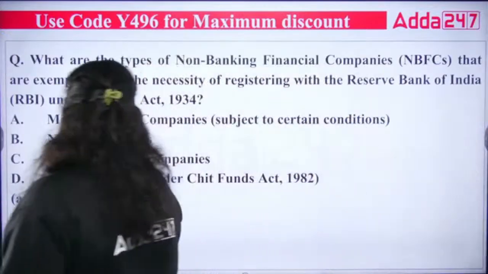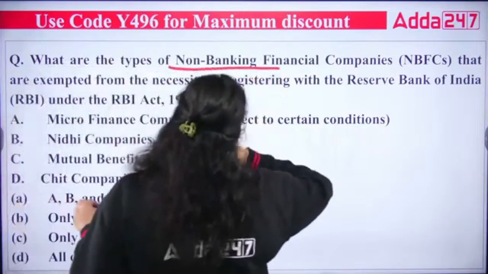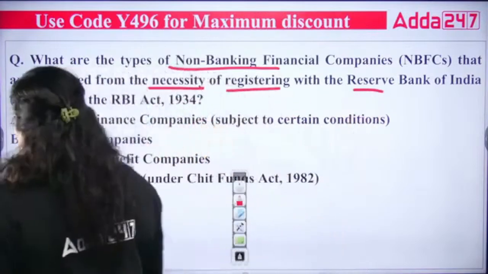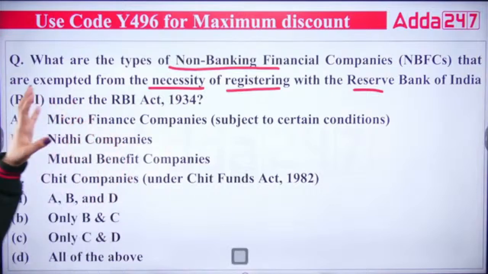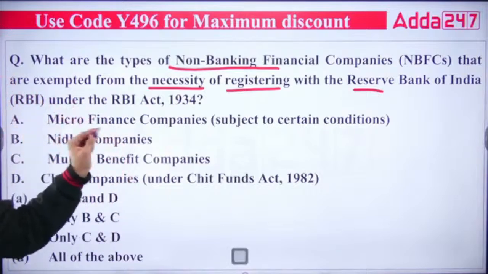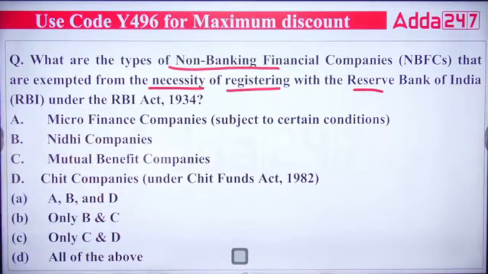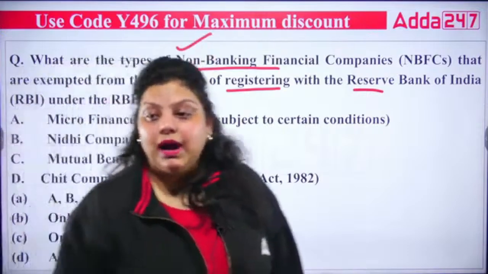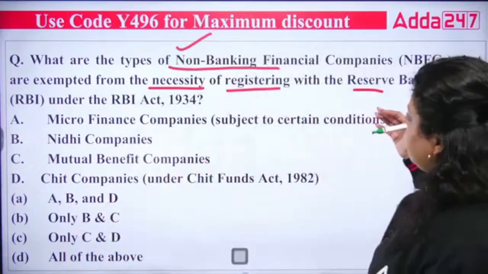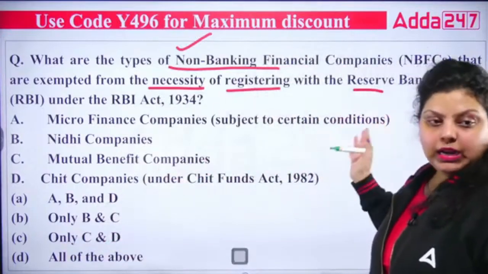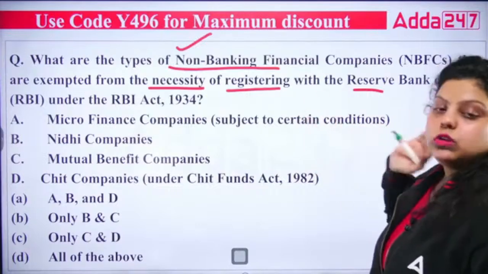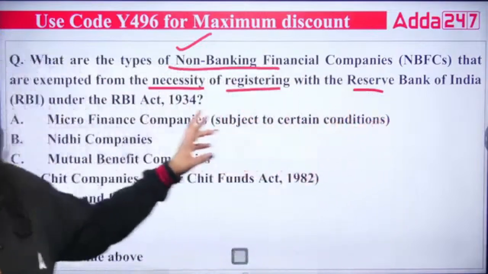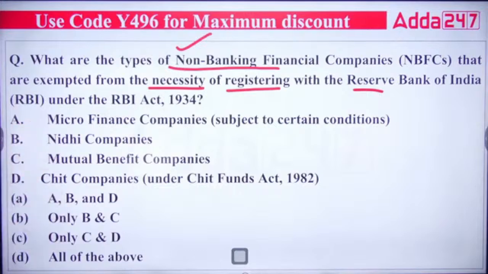Next question we have here is talking about what are the types of non-banking financial company that are exempted from the necessity of registering with the Reserve Bank of India Act 1934. So NBFCs, non-banking financial companies, are not banks but they work like a bank. The services they provide, we refer to as shadow banking. When it comes to NBFCs, they have to be registered with RBI, but there are certain NBFCs which are exempted, that do not have to be registered with RBI. Out of these, which NBFCs are those?